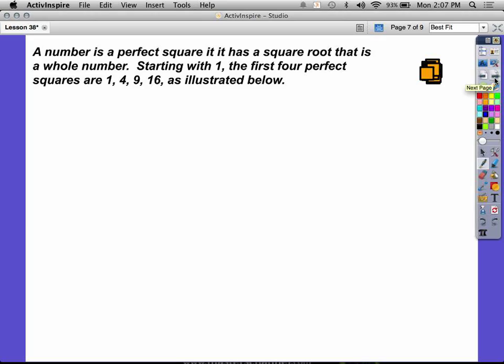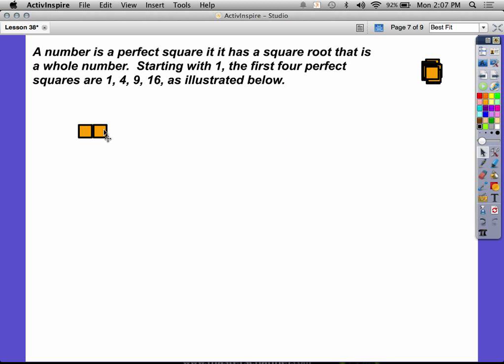A number is a perfect square if it has a square root that is a whole number. So starting with 1, the first 4 perfect squares are 1, 4, 9, 16. So I have one square here. So it's 1 times 1. Okay, it's going to be 1.